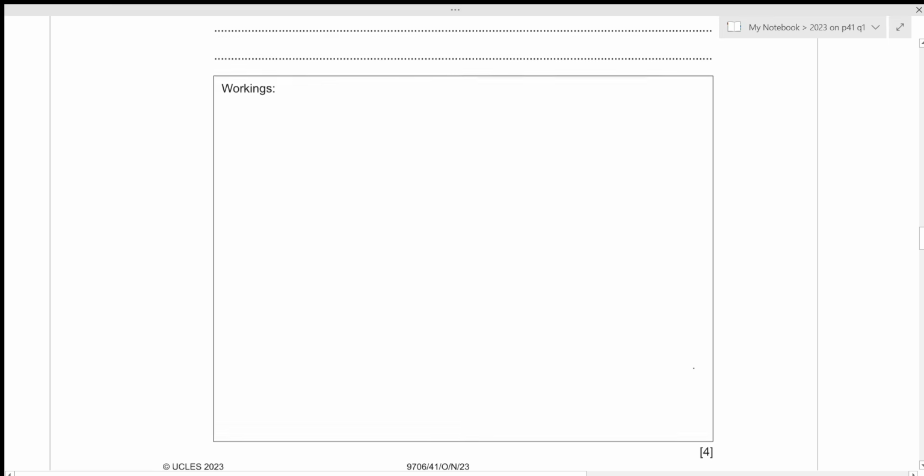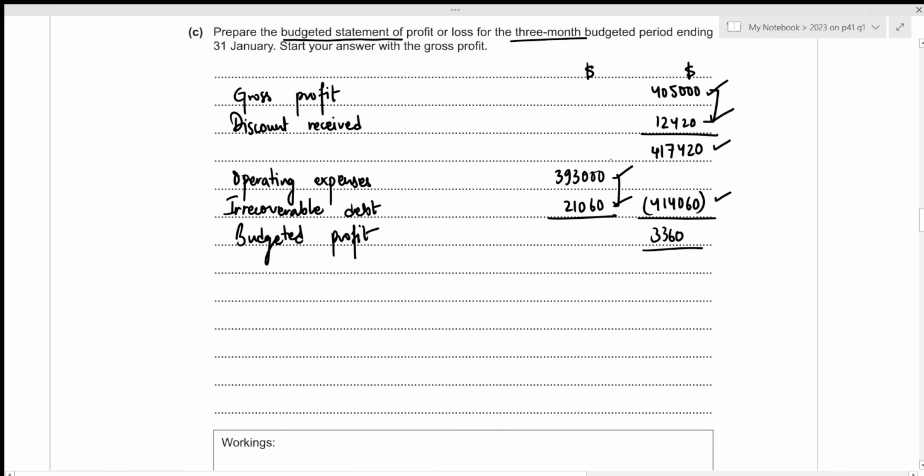Again, we were given the working section, and in this particular box, you need to show your workings for the discount received, which we have done above, and the workings for irrecoverable debt, which we've again done above. So you just need to copy those workings down in this particular box.